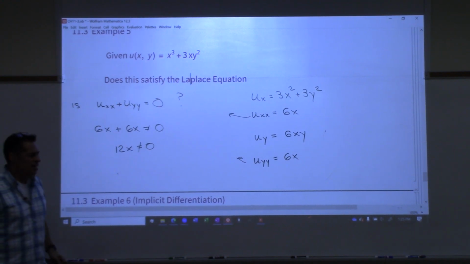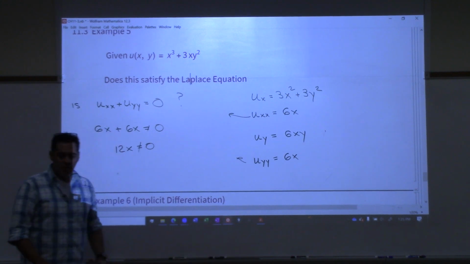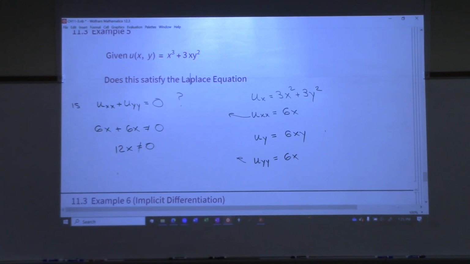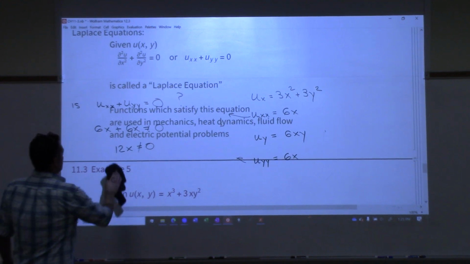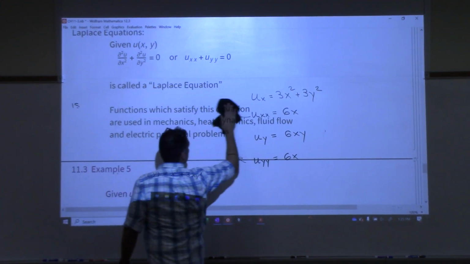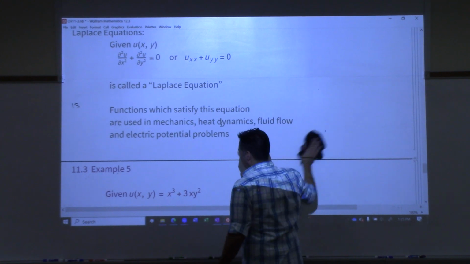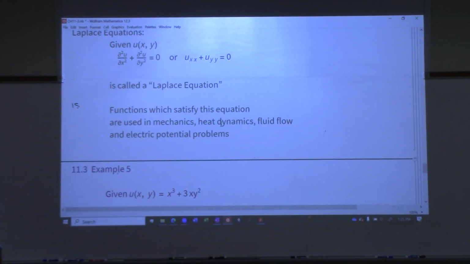It's pretty boring. So functions that satisfy the Laplace equation all the time are used in, I put it here, heat dynamics, fluid flow, electric potential problems. How many of y'all have seen Laplace yet? Anyone seen Laplace yet? A little bit. I mean, normally you have to have seen Cal 3 to do Laplace because you need to know what partials are and how to do partials. All right, moving on.